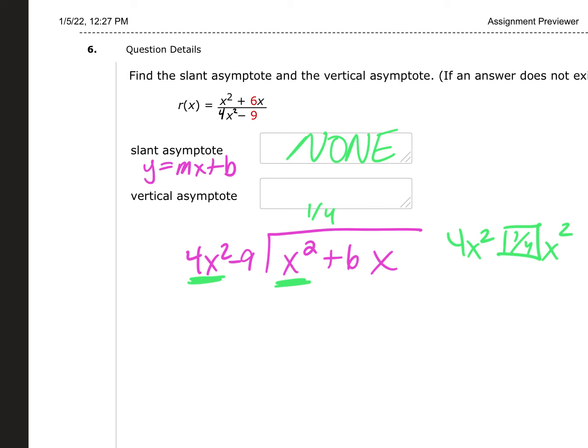Because they're the same. Just put DNE. Does not exist, sure. Now for the vertical asymptote, what do I do for vertical? Set the denominator equal to 0.